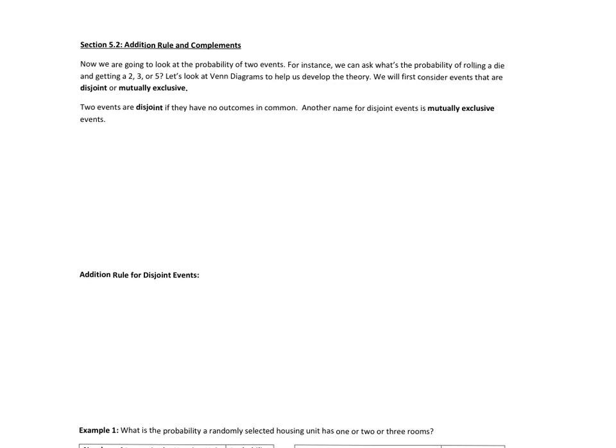To help us figure out this rule, we're going to look at Venn diagrams to help us develop all our theory. And in 5.2, for right now, we're going to consider events that are disjoint or mutually exclusive. So we're going to define what that means. Disjoint or mutually exclusive means the events have no outcomes in common. Another name for disjoint events is mutually exclusive.